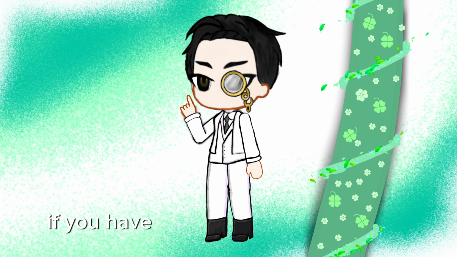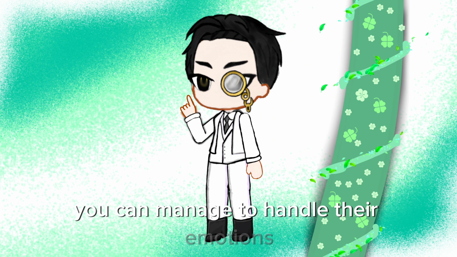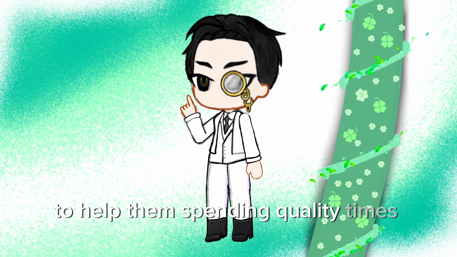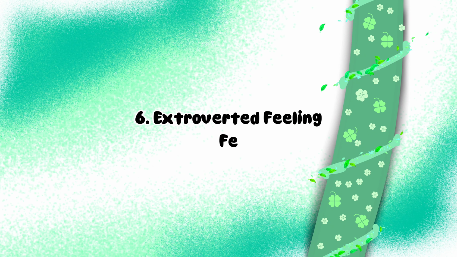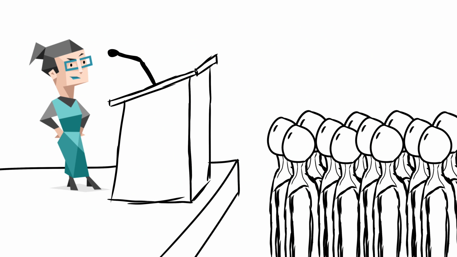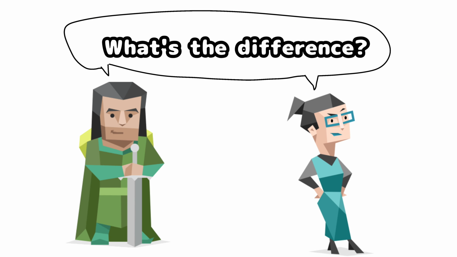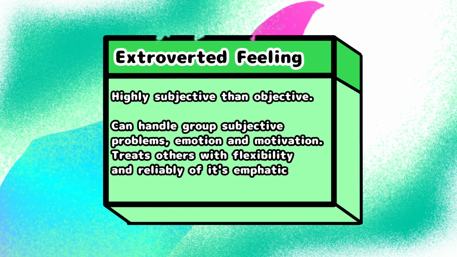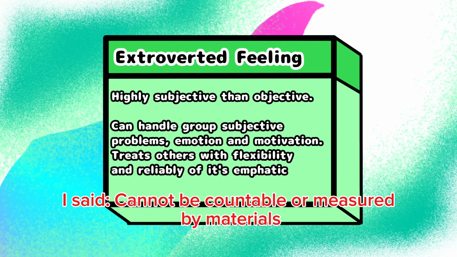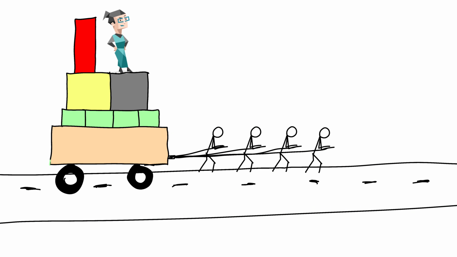If you have an FI user friend, INFP or ISFP, you can manage to handle their emotions to help them spend quality time together. Number 6, Extroverted Feeling. Another feeling function quite similar to extroverted thinking, as it's a leadership function. But one difference, it is based on emotions, which means it tends to be more subjective than objective like TE. Also highly subjective like FI, which cannot be counted or measured by materials, but can be valuable.